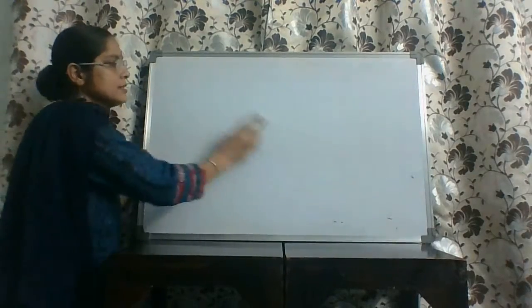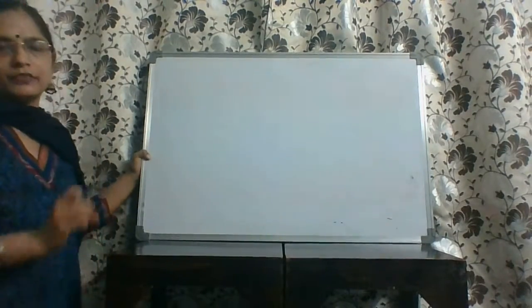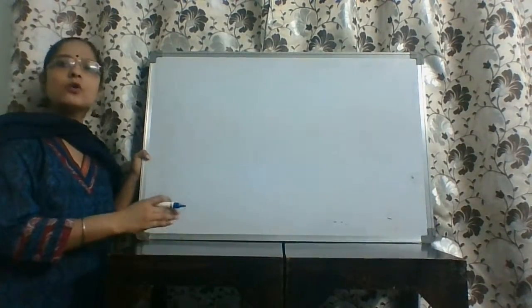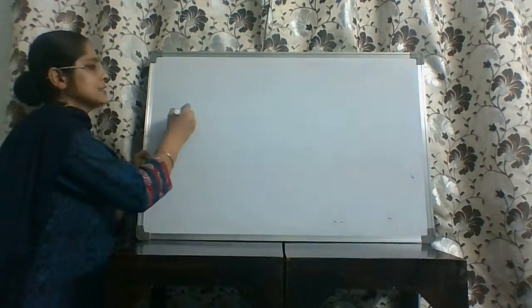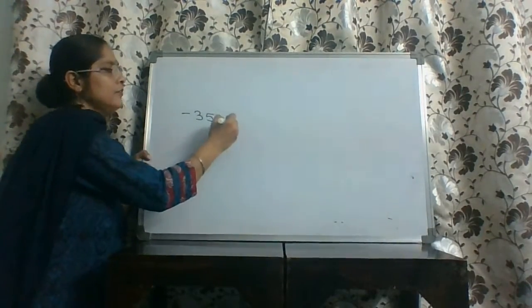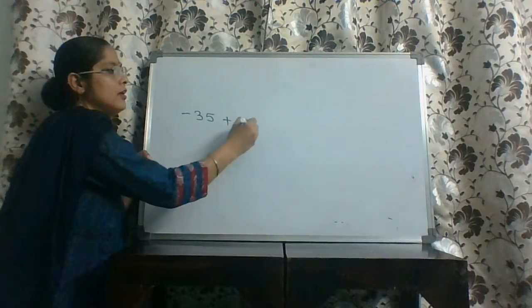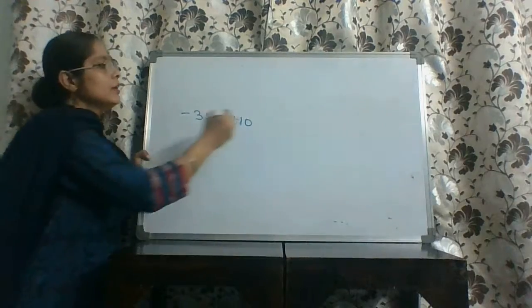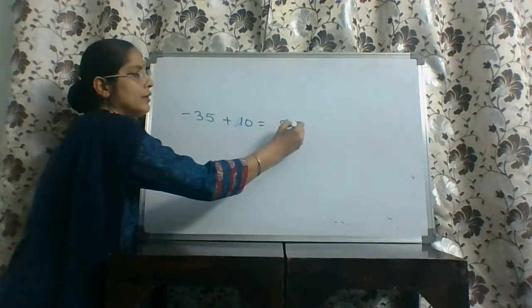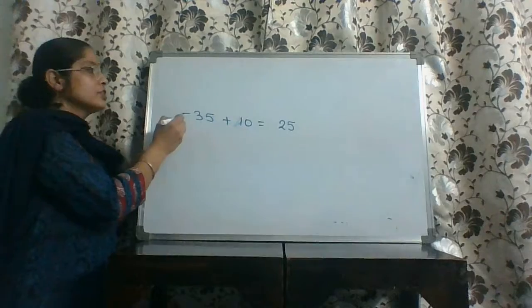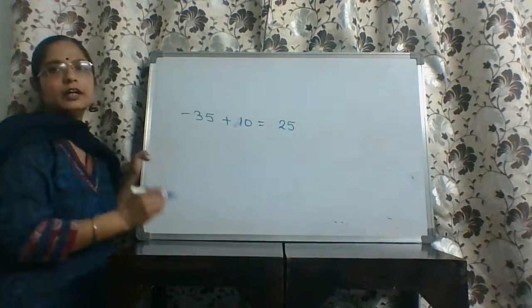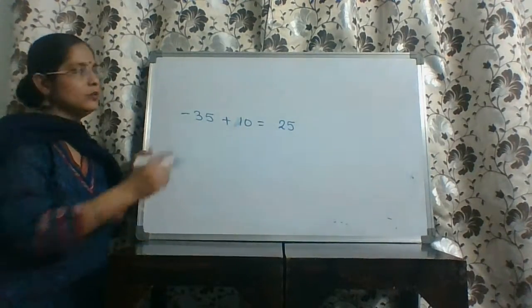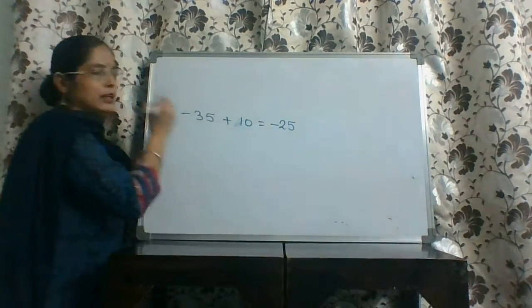Now the second rule is when one is a positive integer and the other is a negative integer. Our first step is to always find a difference. For example, let me take -35 and 10. First thing is I will find the difference of 35 and 10. The difference of 35 and 10 is 25. Now the sign is whichever is the sign given to the integer having higher value. Here 35 is the higher value, so I will put a negative sign.